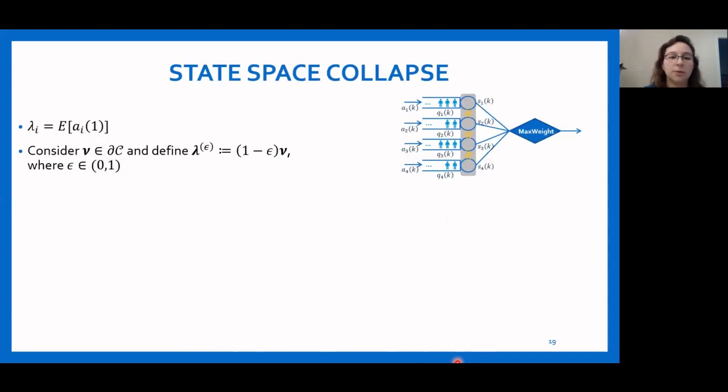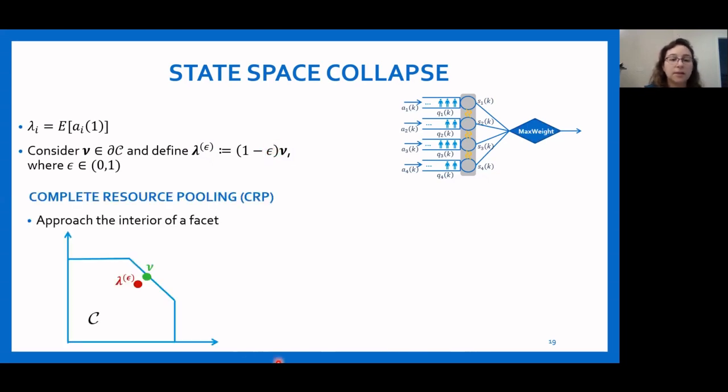So what's state space collapse in this system? Let lambda be the arrival rate to each queue. We will parameterize the system by the point nu that we're approaching in the capacity region in this manner. We let lambda be (1 minus epsilon) times nu, where epsilon is a parameter between 0 and 1. This system has been studied in the past under the complete resource pooling condition, which means that our system will behave as a single server queue in the heavy traffic limit. This happens when nu is at the interior of a facet of the capacity region.